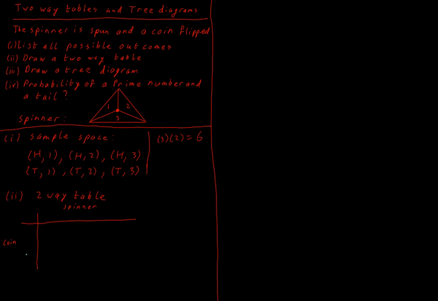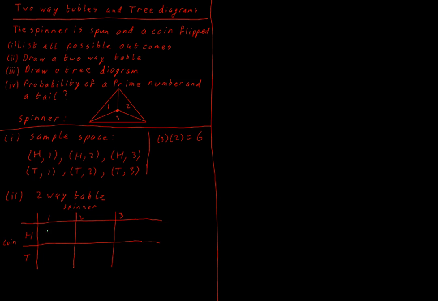So what are our outcomes on our coin? Well, we could have a head or a tail as outcomes on our coin. And what are the outcomes we could have on our spinner? We could have a 1, a 2, or a 3. And I need to give myself more space, obviously enough, on my left to right, because I am going to be writing from left to right. So that's why I've left these wider this way.